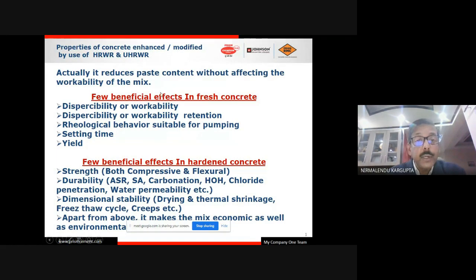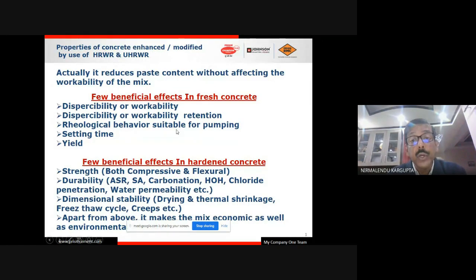So dispersibility and workability is increased. You have seen it, because when I cut water, workability has been reduced. But when I add admixture, it is giving the increase in workability. Dispersibility and workability retention, everybody knows it, that slump retention, 2 hours, 3 hours, whatever it may be, it is maintaining.